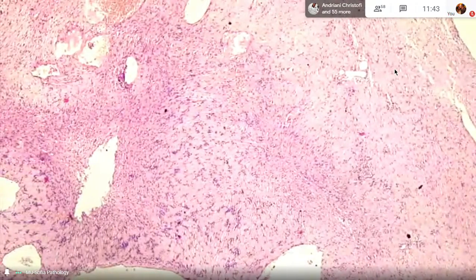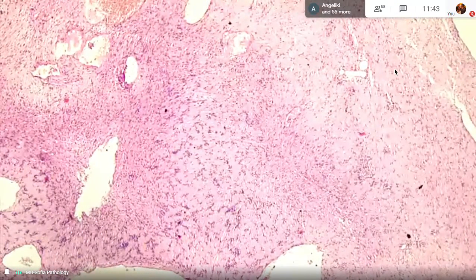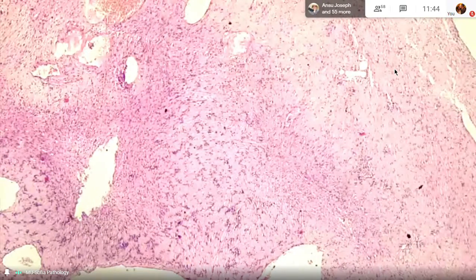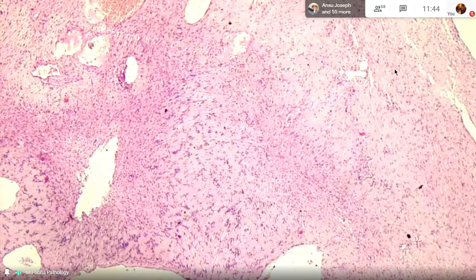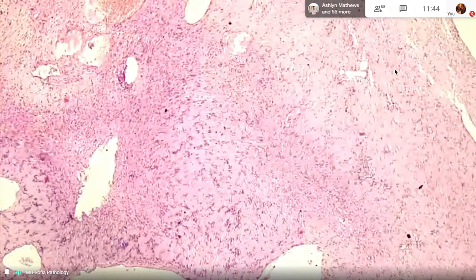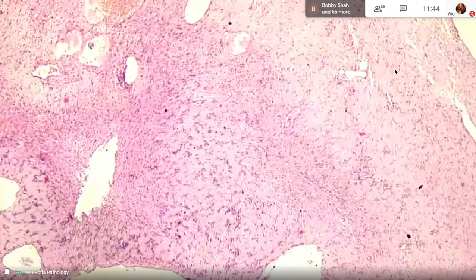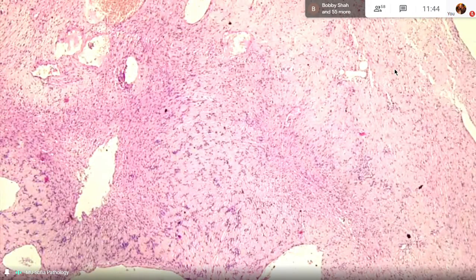So here is the best way for demonstration of the nevrinoma. In the center, you have Verocay bodies, Antoni A field, and on the left part and on the right part you have the Antoni B with cyst formation. Do you have questions for the nevrinoma and the Schwann cells?